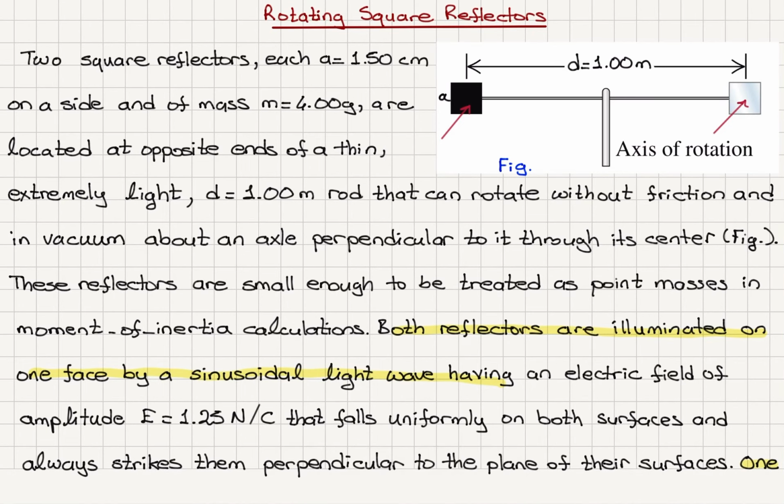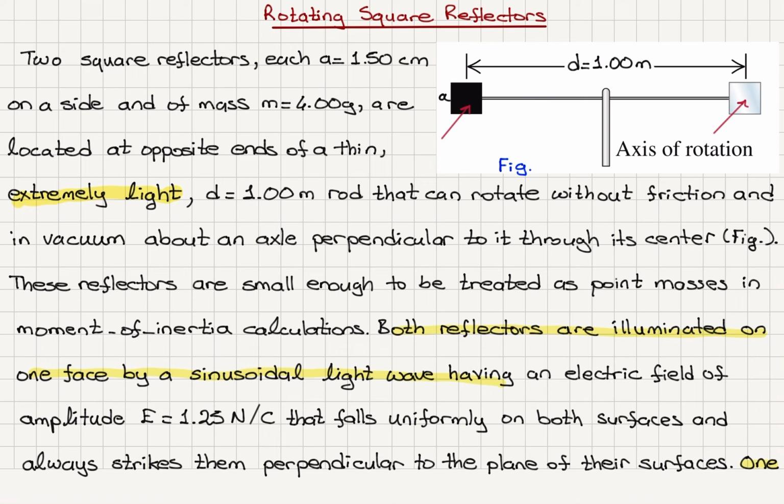Rotating square reflectors. Two square reflectors, each a = 1.5 centimeters on a side and of mass m = 4 grams, are located at the opposite ends of a thin, extremely light, d = 1 meter rod that can rotate without friction and in vacuum about an axle perpendicular to it through its center. So it can rotate about this axis of rotation.